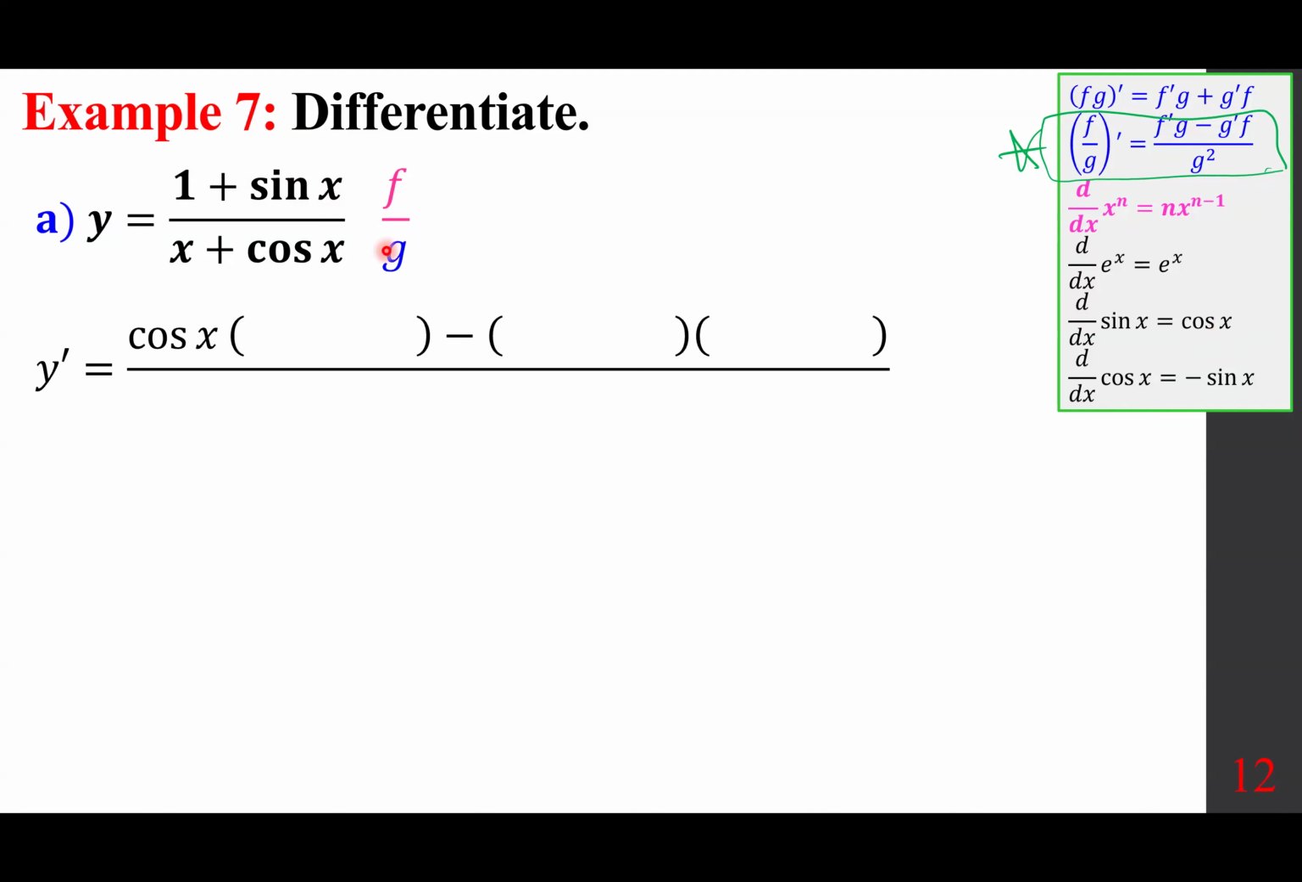F prime g, just put the denominator g, x plus cosine x, here. That's all. You don't have to do anything. Minus g prime. The derivative of the bottom, x gives you 1, plus cosine gives you minus sine, times f, the top, 1 plus sine x. And the bottom is g squared. Just write the bottom in a parenthesis and square it. You don't have to do anything, everybody.